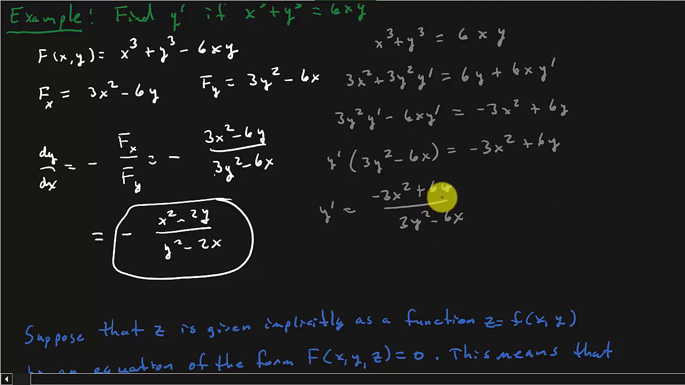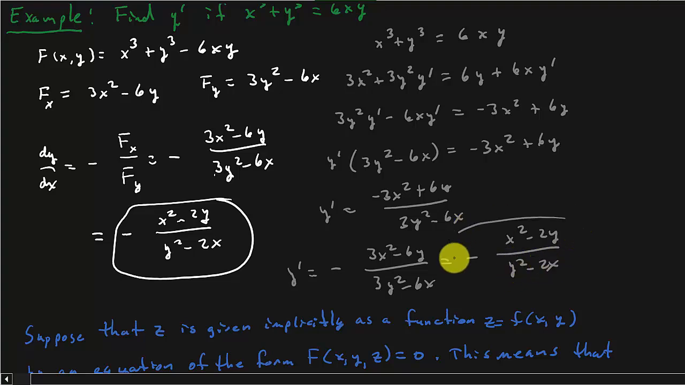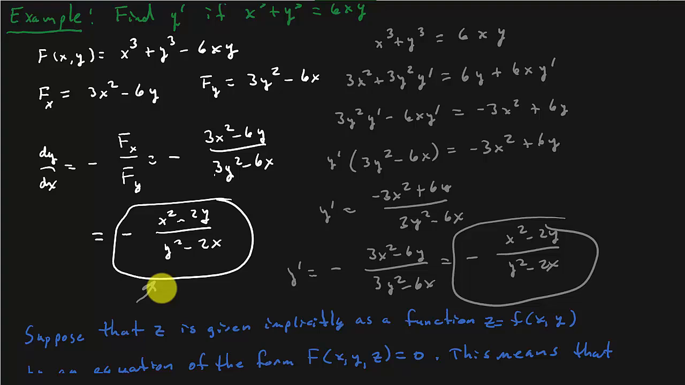All right, and then let's factor a negative out of the top. So y prime is negative 3x squared minus 6y over 3y squared minus 6x, which is negative, and then 3 goes into everything. And see, we used that formula instead of going through all of that. Okay, so that's pretty neat.